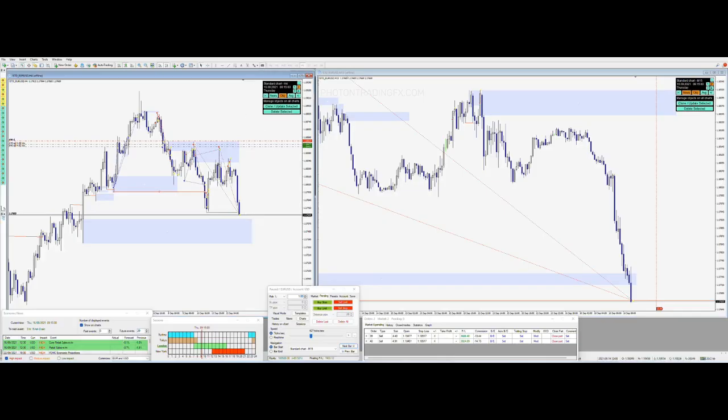POIs, so that's mitigated, right? This wick's mitigated. That's where we took a trade, but we just got stopped out. That would have been a beautiful trade. That is so frustrating. Even in backtesting, you still feel emotions, but it is what it is.